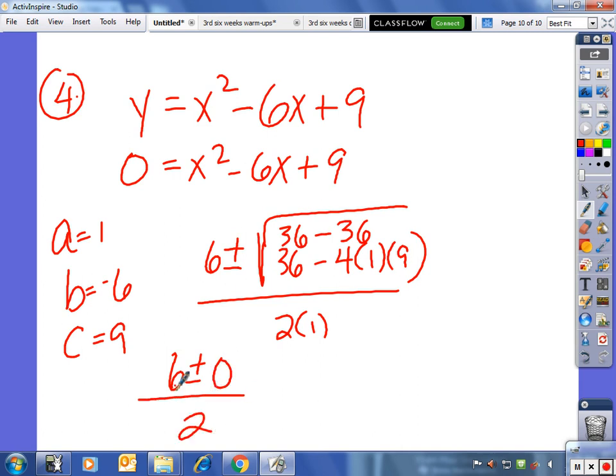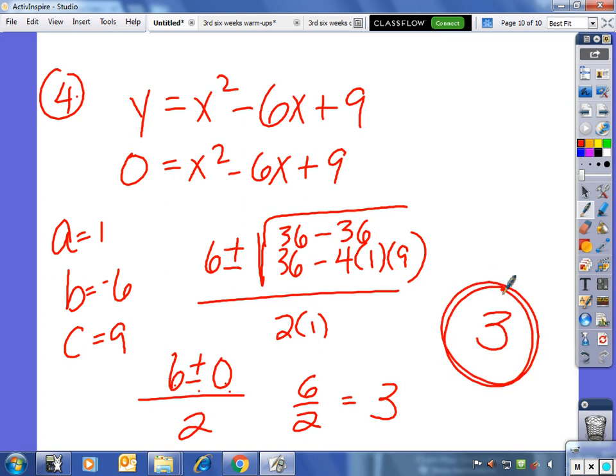Well, what's 6 plus 0? 6. What's 6 over 2? 3. What's 6 minus 0? Also 6. What's 6 divided by 2? 3. So in that case, you would just put one answer because there is only one answer. It's 3. One root, and you would tell me what it is. You don't have to tell me it's one root. I can tell it's one root because you're just going to put one answer.